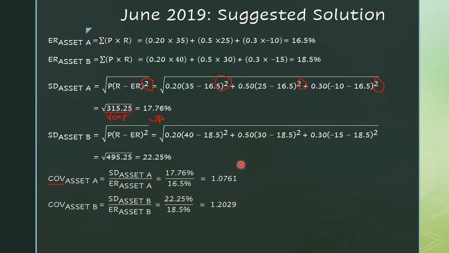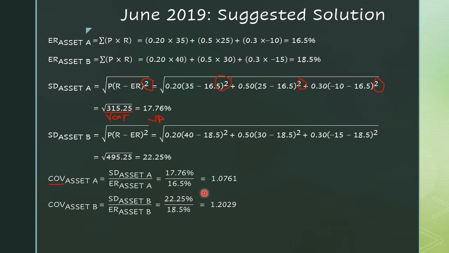So which one should I choose? It depends on the question. If the question says that the company is a risk taker, then you choose the one with the higher coefficient of variation. If the question says the company is risk averse, or if the question doesn't say anything at all, please assume risk averse.